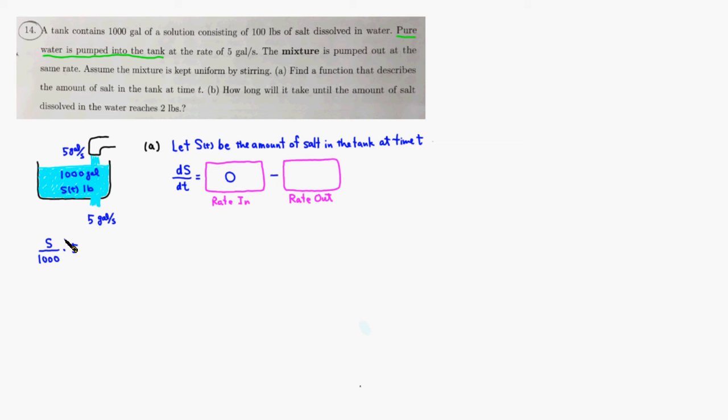Which means we can cancel 5 and 1,000. That gives you a 200 on the bottom. So this is going to give us S over 200 pounds per second. That will be the rate out. So I'm going to put the S over 200, and we got that.